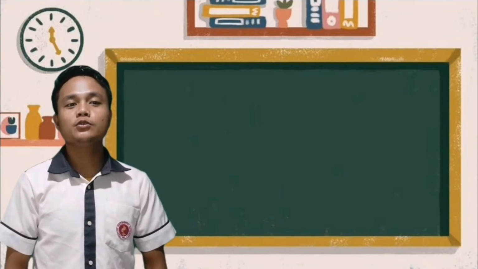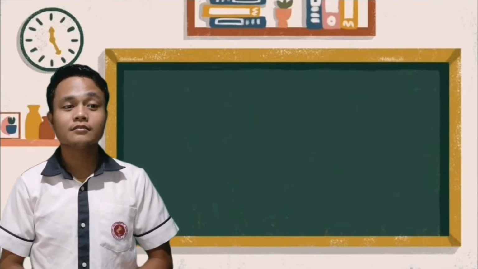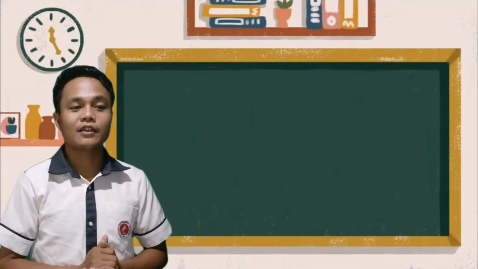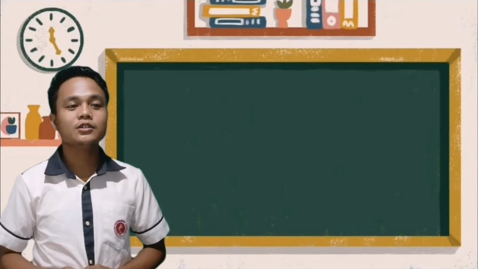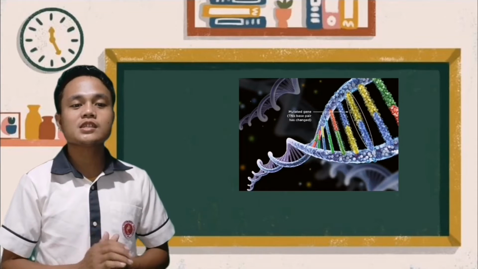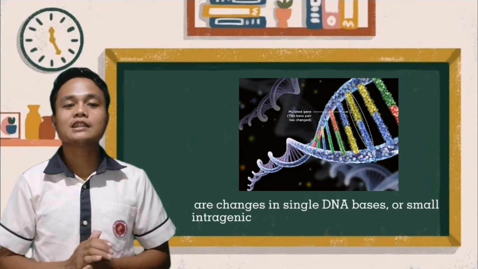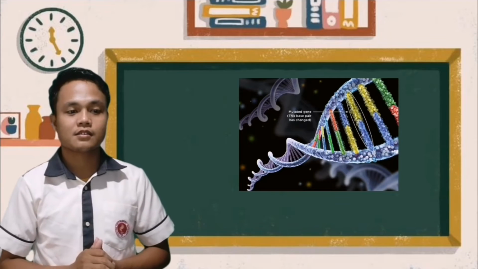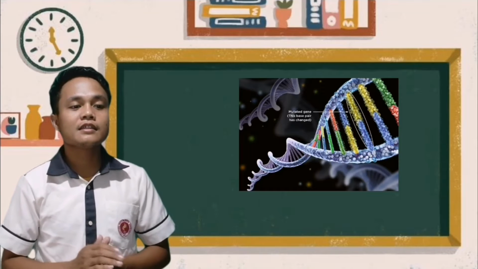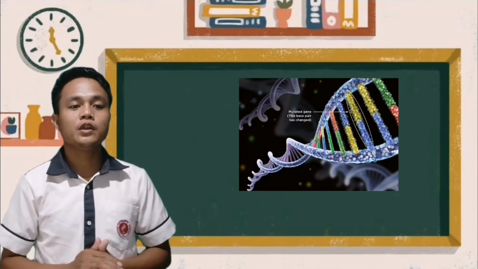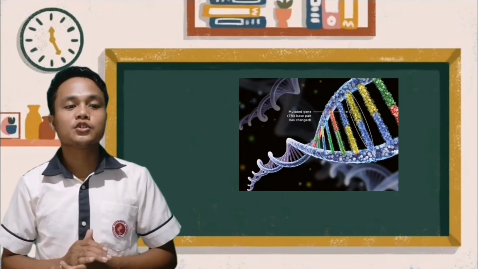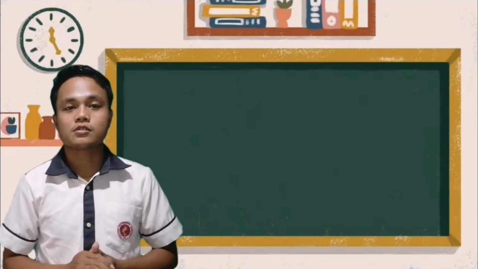Before we move on to the new topic, do you still remember our last topic? If yes, what is it all about? Yes, Miss Soriano? Very good! Our last topic is all about gene mutation. We learned that gene mutations are changes in single DNA bases, or small intragenic deletions and rearrangements. These are considered to be heritable effects because they are usually not lethal to exposed cells. And we also learned that the classification of gene mutation is often used interchangeably with point mutations.